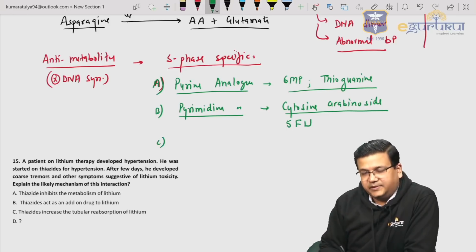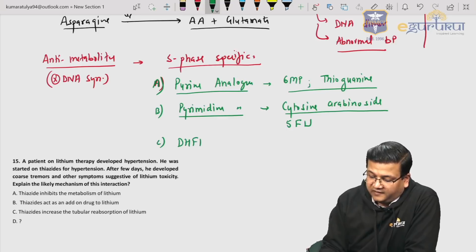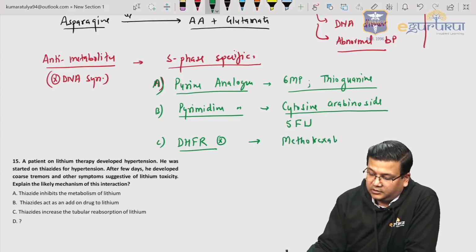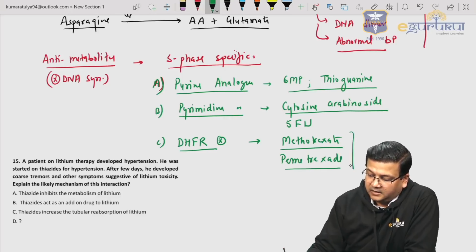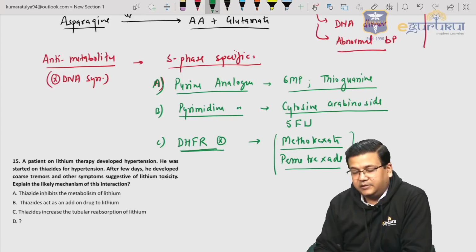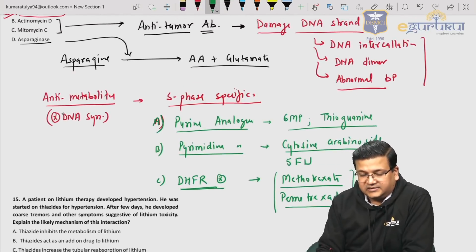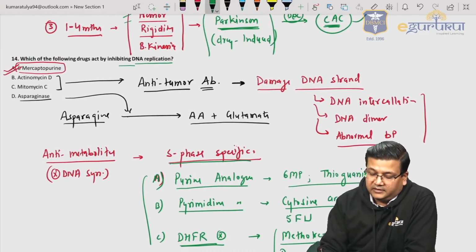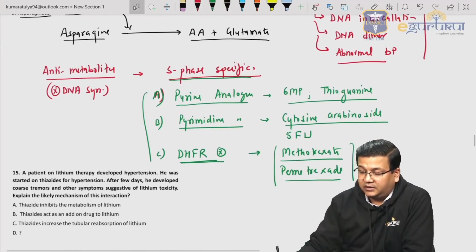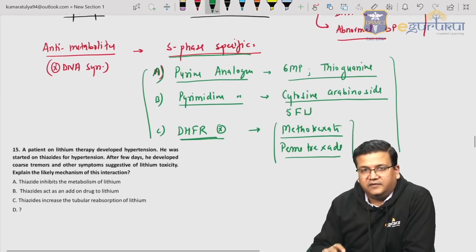And the third type of S phase specific drug are DHFR, dihydrofolate reductase inhibitors. These drugs are, I hope everybody knows, methotrexate, the most important molecule of this class, and a newer member like pemetrexed. So methotrexate and pemetrexed are DHFR inhibitors. So these are three types of anti-cancer drugs which are S phase specific, and all of them will inhibit DNA replication. So the answer to this question is 6-mercaptopurine, but instead of 6-mercaptopurine, any of these drugs can be provided. All of them will inhibit DNA synthesis.